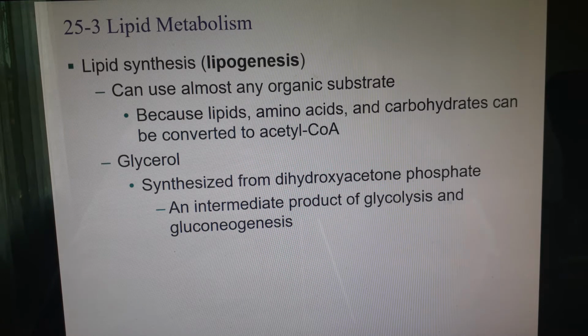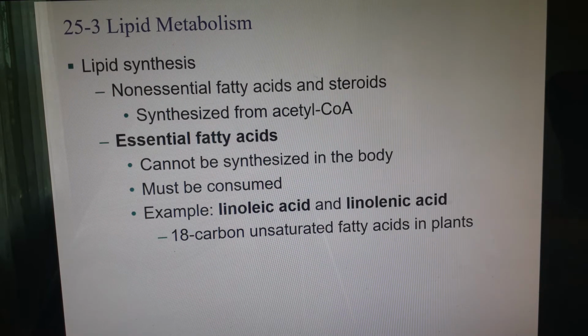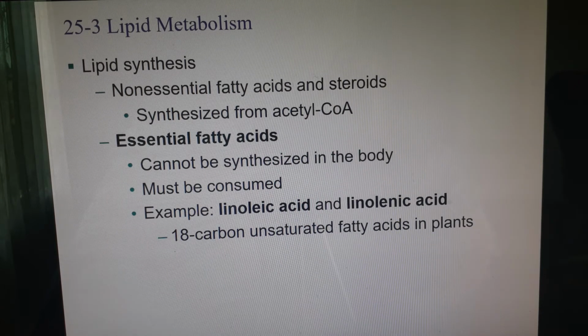Lipids. We can use almost any of the organic molecules because lipids, amino acids, and carbohydrates can all be converted to acetyl-CoA. And then we can take glycerol from dihydroxyacetone phosphate, which is also an intermediate product of glycolysis and gluconeogenesis. And so we have lipids that exist as non-essential fatty acids and essential fatty acids.